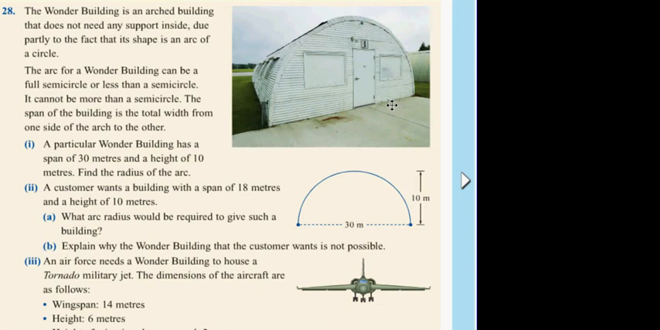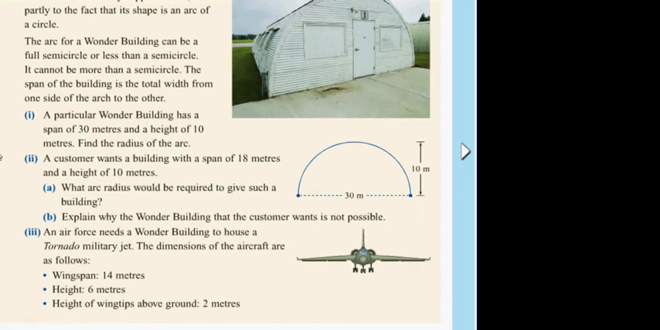Due to partly the fact that its shape is an arc of a circle. The arc for the Wunder building can be a full semicircle or less than a semicircle. It can be more than a semicircle. The span of the building is the total width from one side of the arch to the other. So let's start this question.